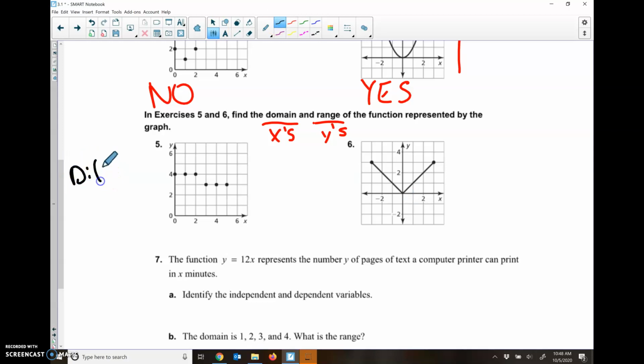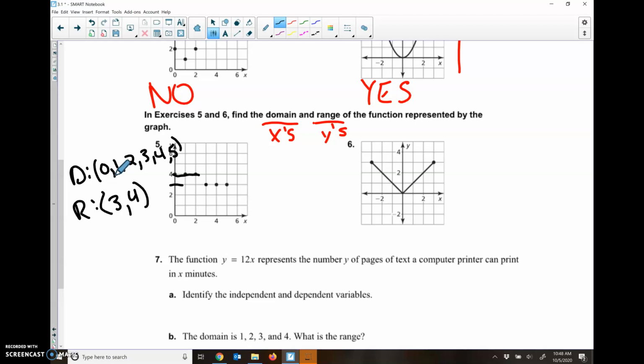So when we're listing things here, for domain, we're going to list all the possible x's that there are. And so it kind of stinks, we've got to write them all out. So we have 0, 1, 2, 3, 4, 5. All of these dots represent a different domain. Range is a little easier because it looks like the ranges are only at 4 and at 3. And so I'm going to put them in order. I'm going to say 3 and 4. So remember, domain, all your possible x's; range, all your possible y's.